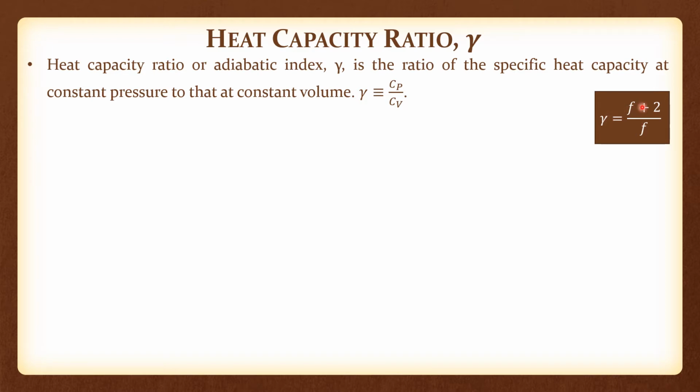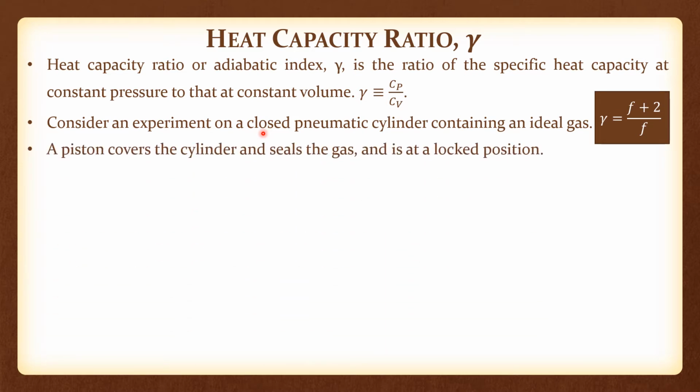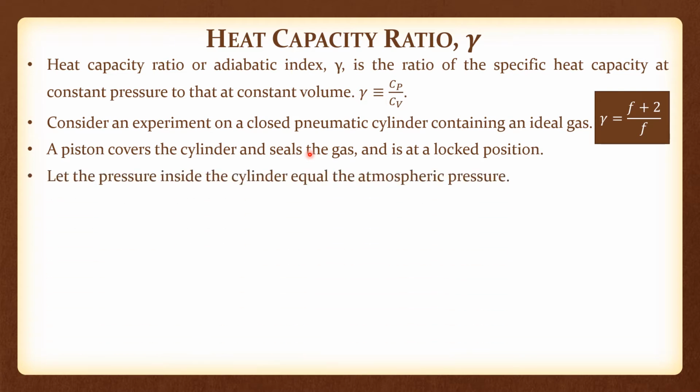So for a monatomic ideal gas, you will have a certain number, for a diatomic ideal gas, you will have a certain number, and so on and so forth. Now, consider an experiment on a closed pneumatic cylinder containing an ideal gas. By closed, this means that the ideal gas cannot leave the system, so the boundaries are impermeable. A piston covers the cylinder and seals the gas and is at a locked position. So this is how we start the process.